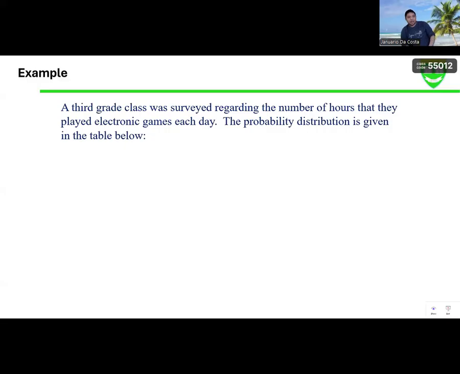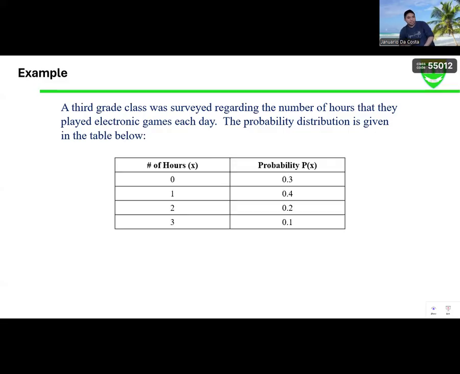So the random variable is the number of hours games played per day. The probability distribution function is given: playing 0 hours has a 0.3 probability. The number of students that play 1 hour each day is 0.4. Playing games 2 hours is 0.2 and playing games 3 hours is 0.3.